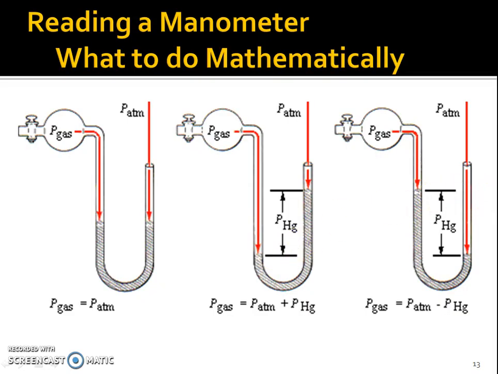So here are your 3 manometers, and what do you think we should do mathematically? Well, the first one's pretty easy. If your height difference is exactly the same, they equal each other. So there's really no mathematics to do. But if the pressure of your gas is greater than the pressure of your atmosphere, then we need to add the pressure difference. And if the pressure of your gas is less than the pressure of your atmosphere, you're going to subtract. So if you need to, pause, think that through, and make sure you understand that you're adding or subtracting the pressure of the mercury, and which way it goes.